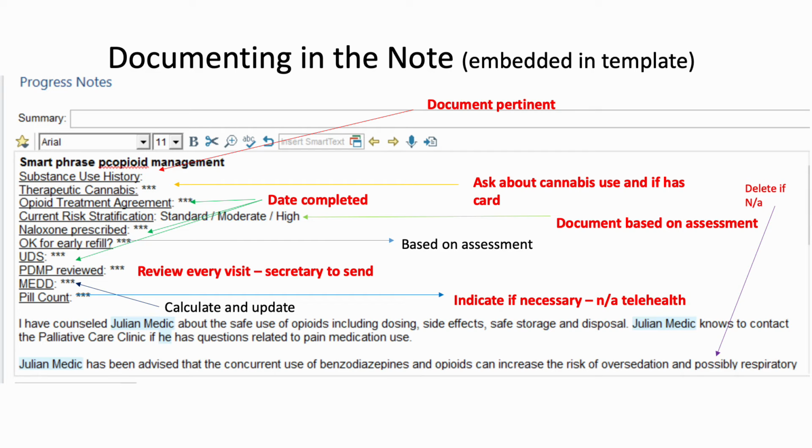The date completed needs to go under your treatment agreement, your naloxone prescription, your urine drug screening. You're going to put your risk stratification, standard, moderate, high, because you have already done your clinical assessment, which is your interview, plus your opioid risk tool looking at their morphine equivalent daily dose. Is it okay for an early refill? This is really based on your assessment.